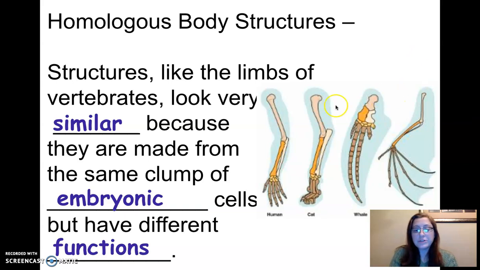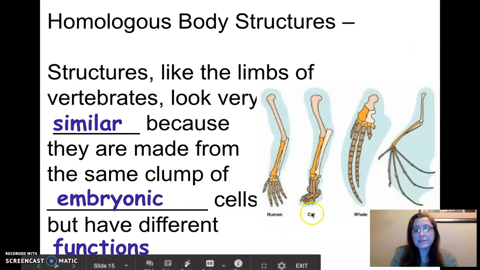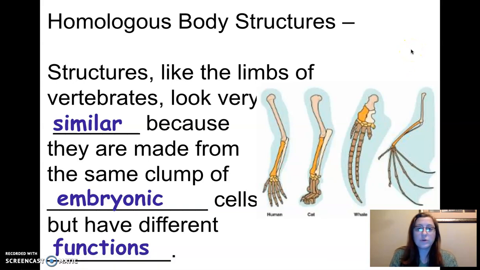So if you look at this picture over here, we have a human hand, we have a cat's paw, we have a whale's flipper, and we have a bat's wing. Obviously, we know on a functional level, all of those organisms use their limbs in very different ways. But when we take a look at their skeletal structure, we're going to notice some similarities. So we see that there are similar bone groupings that are highlighted here based on the coloring.